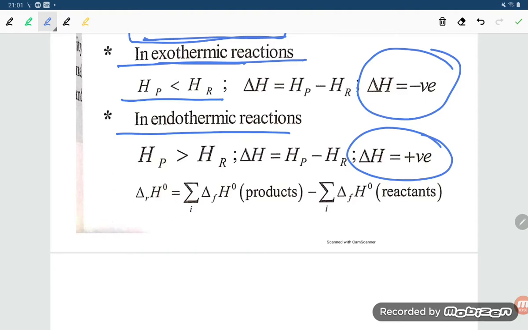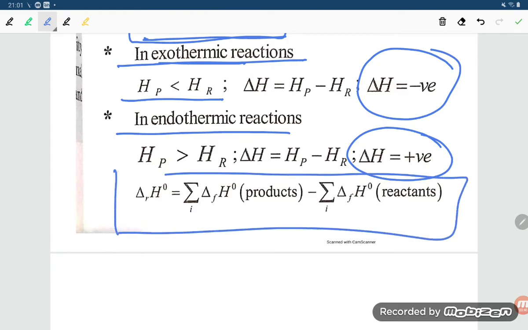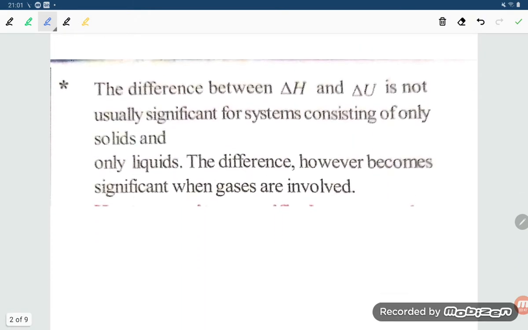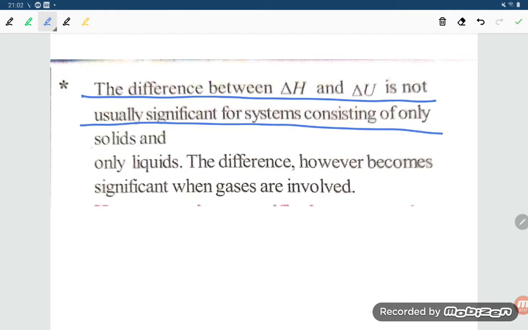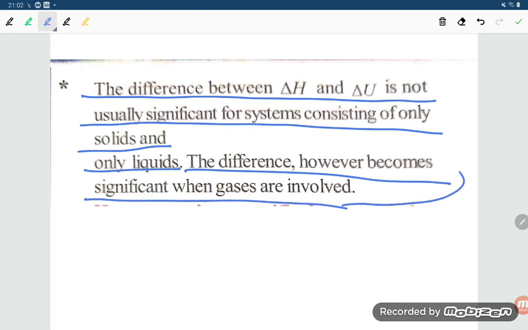So here we can write the standard enthalpy of reaction, that is the summation of enthalpy of formation of products minus the enthalpy of formation of reactants. Okay, next point. The difference between enthalpy and internal energy, delta H and delta U, is not usually significant for systems consisting only of solids and only of liquids. The difference, however, becomes significant when gases are involved. So in the gaseous state, the relation between enthalpy and internal energy is quite important.